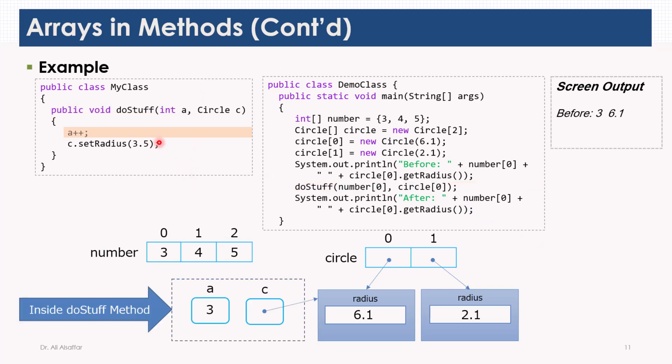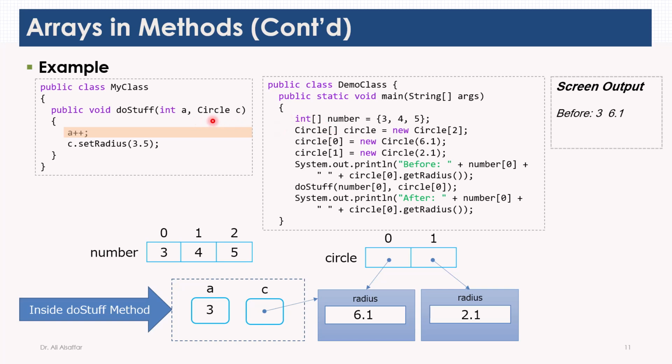Now when the method is called, two variables will be created for the input parameters. One is called A and the other one is called C. A is a primitive data type, therefore the system will pass a copy of the actual parameter. And the actual parameter is number 0, and in number 0 we have the value 3, so 3 will be copied into the local variable A. Notice that A receives a copy of the actual parameter. The second parameter, which is a reference to an object, will receive the reference of that object.